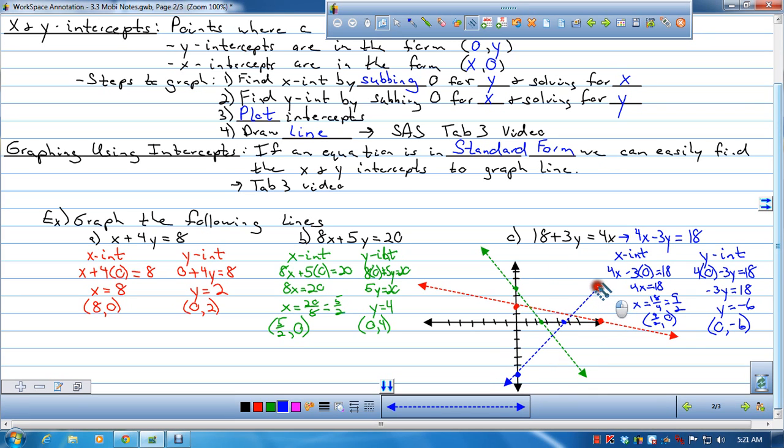Move it over just a hair. Not quite that much. Takes some practice getting used to all these. Okay, so there's my line.